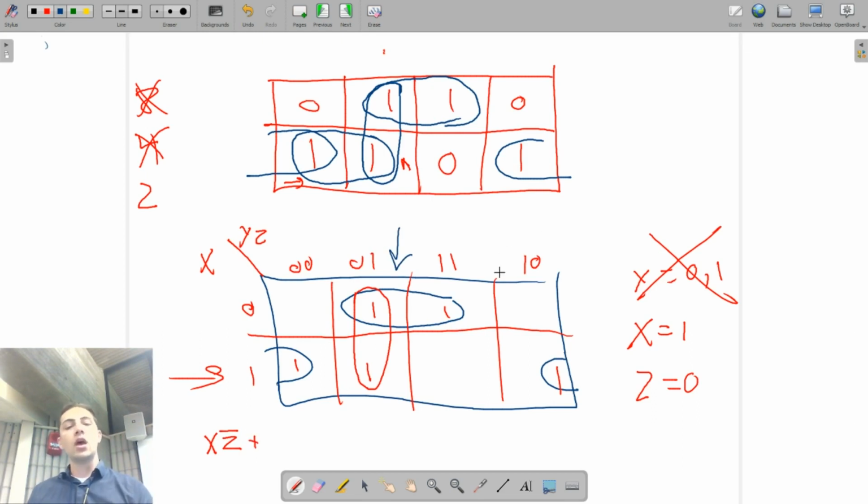Does X change between the top row and the bottom row? It does, yes. So X is not part of the solution, or the term, I should say, that we're looking for. What is Y in both of these cells? It's 0. It's actually pretty easy to see because we're just in that column. We can just read off that Y is equal to 0 and Z is equal to 1, because in that column, Y is always 0 and Z is always 1. So our term is Y bar Z.